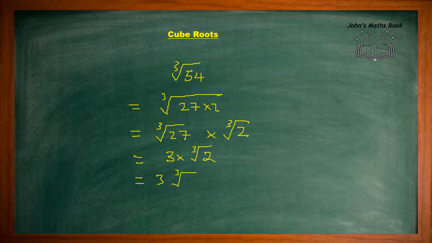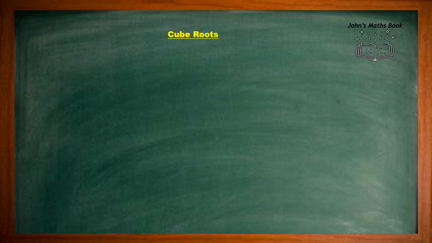When we looked at square roots, we found that every positive number has 2 square roots. Now we're going to show why every positive number has only 1 cube root. We can do that by looking at an example of the cube root of 27. So the cube root of 27 is 3 times 3 times 3, which is equal to 27. So the cube root is equal to 3.